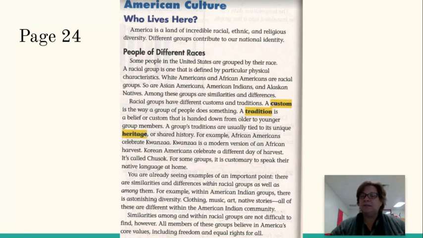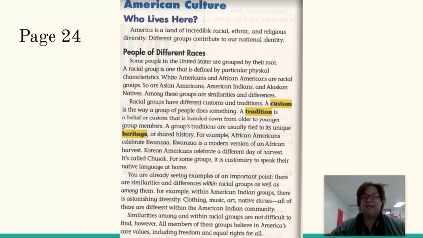Among these groups are similarities and differences. Racial groups have different customs and traditions. A custom is the way a group of people does something. A tradition is a belief or custom that is handed down from older to younger group members. A group's traditions are usually tied to its unique heritage or shared history. For example, African Americans celebrate Kwanzaa. Kwanzaa is a modern version of an African harvest. Korean Americans celebrate a different day of harvest. It's called Chuseok. For some groups, it is customary to speak their native language at home.